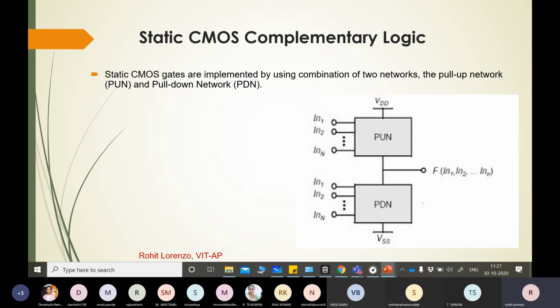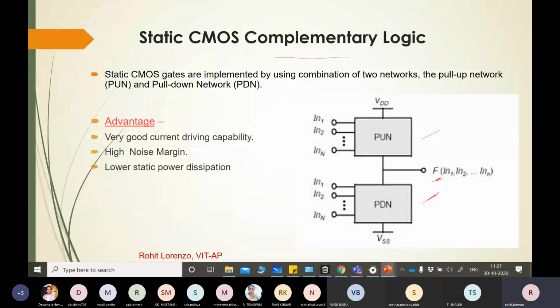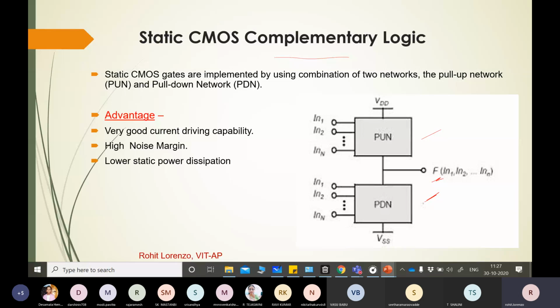I think all of you are aware of static CMOS complementary logic. There are two networks, a pull up network and a pull down network, and there is an output connected. So it is static CMOS complementary. Now what are the advantages in this technique? Very good current driving capability, high noise margin, and low static power dissipation.